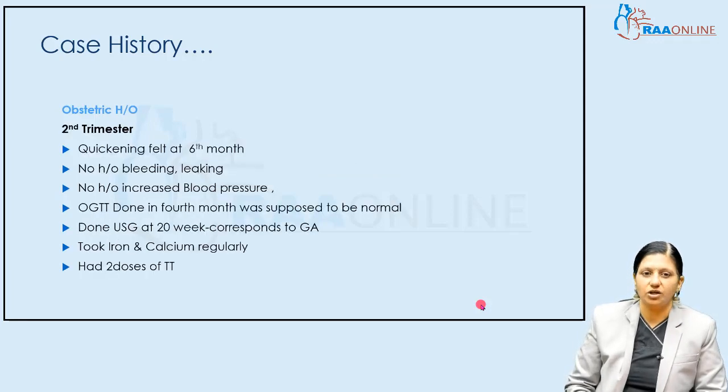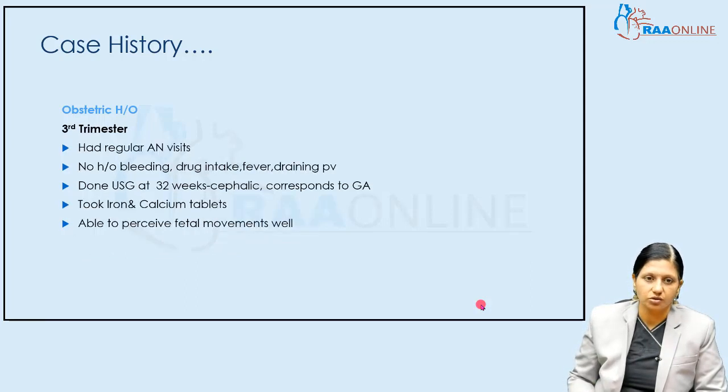In the second trimester obstetrical history, the patient felt quickening at the 6th month. No history of bleeding or leaking per vaginum in the second trimester. No history of increased blood pressure in the second trimester. OGTT was done in the 4th month and was reported normal. The patient had an ultrasound done at 20 weeks in the second trimester, which corresponds to the gestational age, and no anomalies were found. The patient took iron and calcium regularly in the second trimester. The patient had 2 doses of tetanus toxoid.